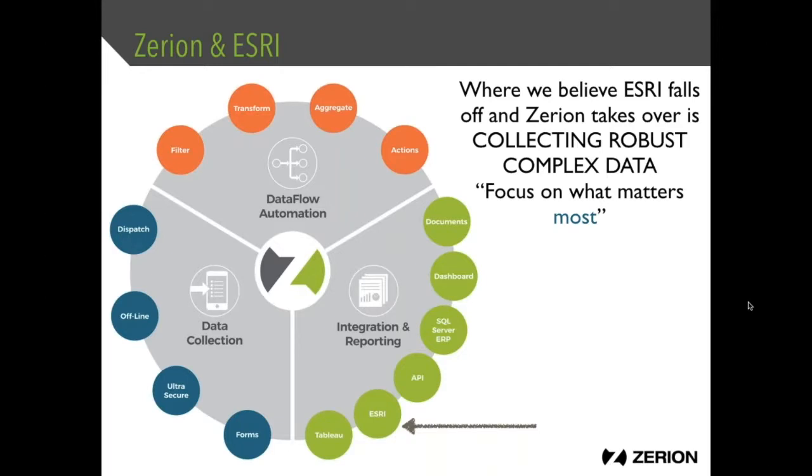One thing that we constantly heard from the use cases is that we believe where ESRI falls off and where Zerion picks up is collecting that robust, complex data, the one-to-many related tables, the many-to-many related tables. We want to focus on what matters most: collecting good data. As you'll see in my demonstration shortly, we're able to start from our collector, visually see the map, digitize point, line, polygon or vector data, and then trigger a form straight from Collector and automate the process, passing over parent information. That's where we believe ESRI kind of falls off and where we pick up.